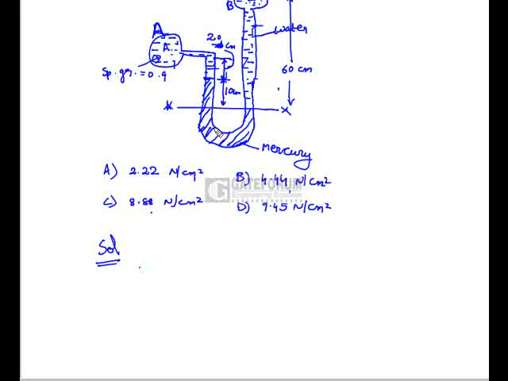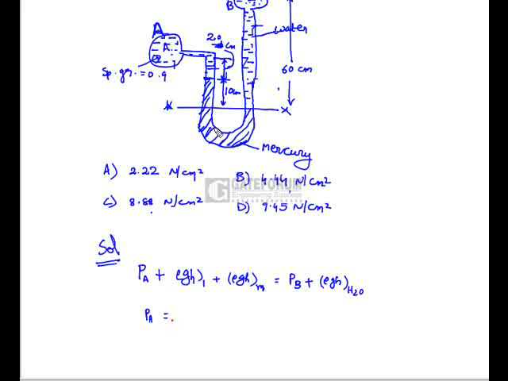By applying Pascal's law here again, it is given by Pa plus rho gh of a fluid, let us say 1, plus rho gh mercury, which is equal to pressure at B plus rho gh of water, that is let us say H2O. Here we'll have to find out pressure at A.